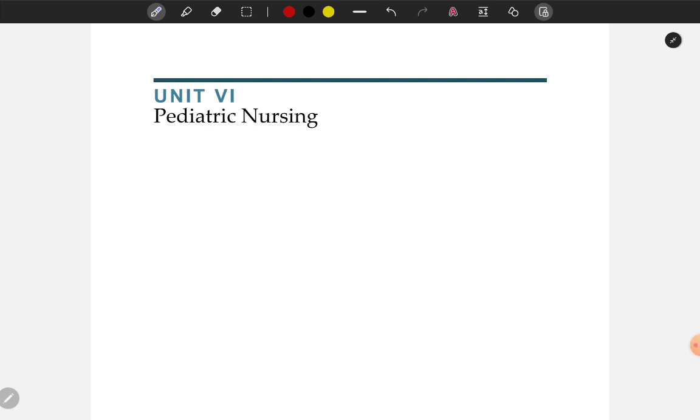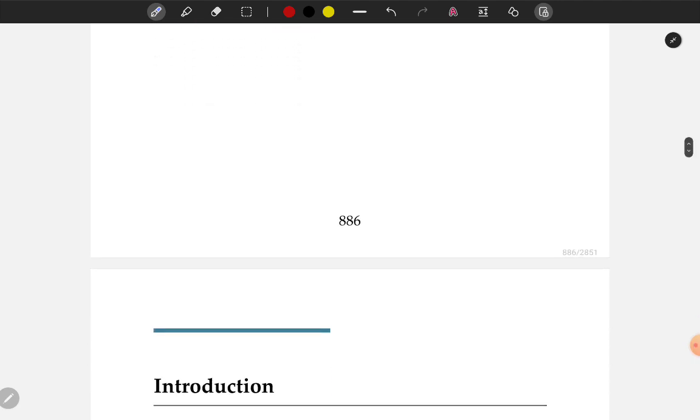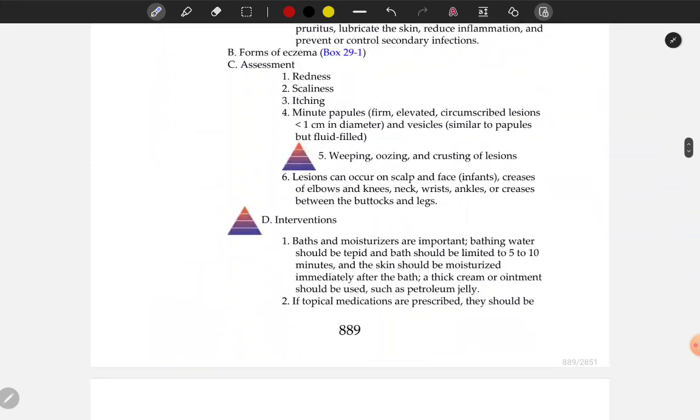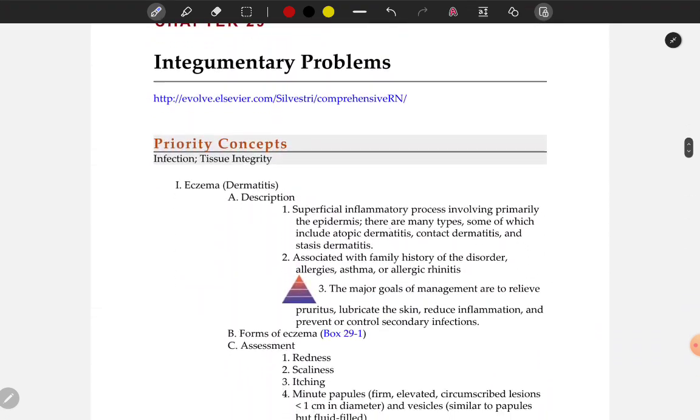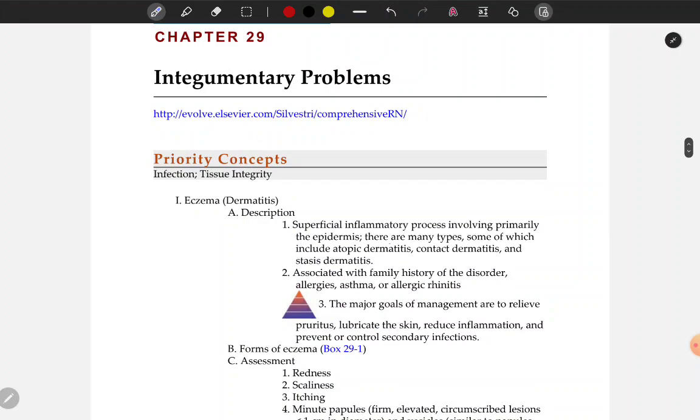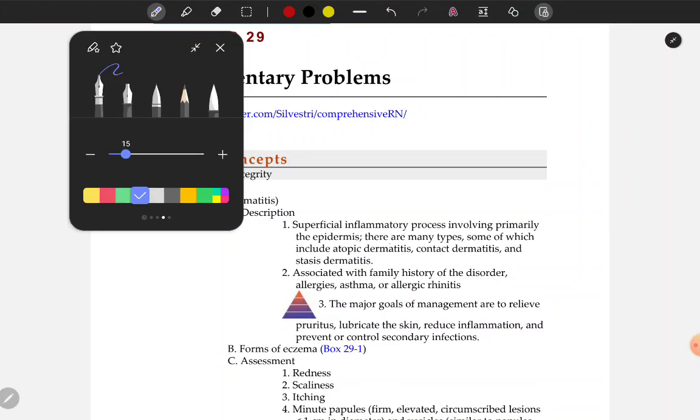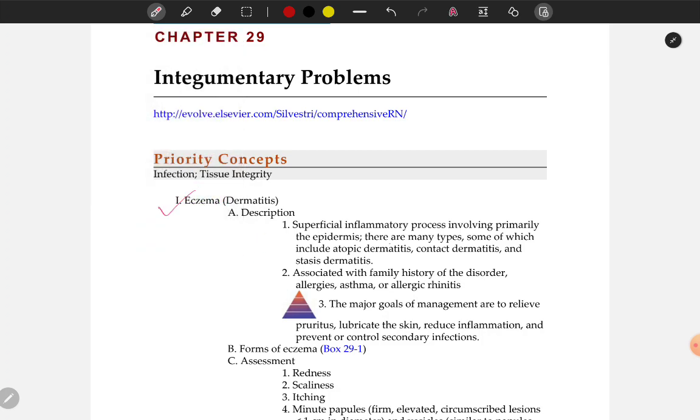So today we are going to learn about pediatric nursing. The very first topic we will see in pediatric nursing is the integumentary system. In the integumentary system, the first disease condition we will see is eczema. Eczema is also known as contact dermatitis.